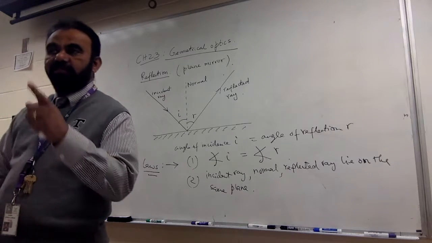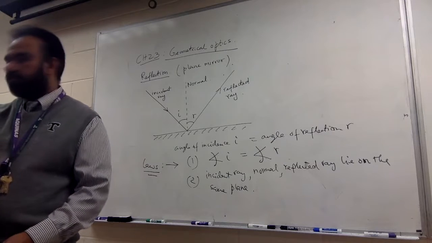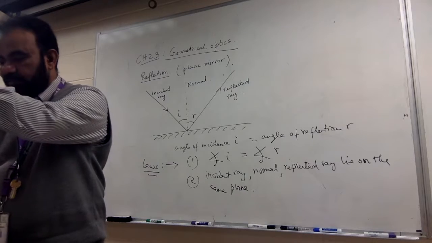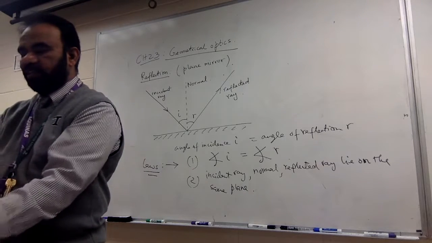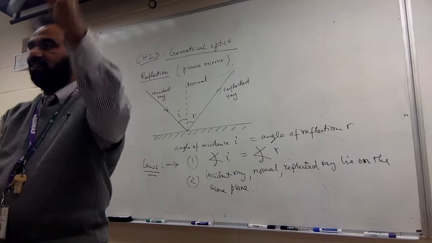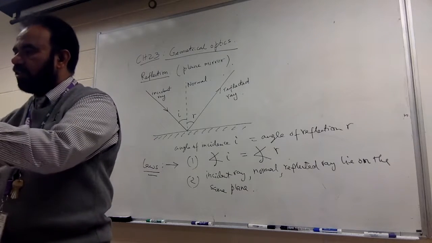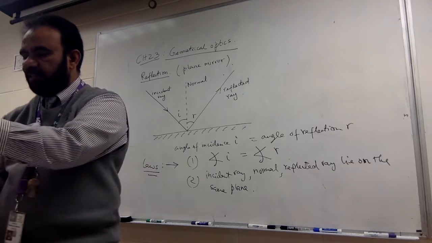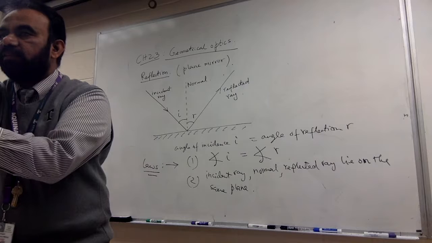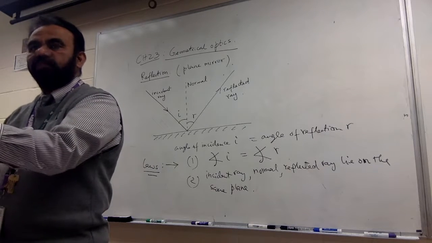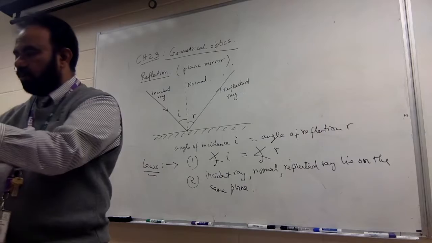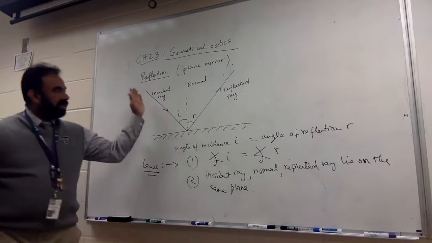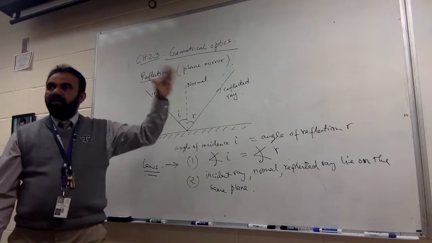So when reflection takes place, this is what happens. This is a normal. If this is the incident ray, the reflected ray has to be exactly along the same plane. You understand? The reflected ray, the normal, and the incident ray should be in one plane. What it means is you can't have a ray coming and hitting like this on a mirror and then bouncing that way. It can't go like that. It has to go exactly to the other side.